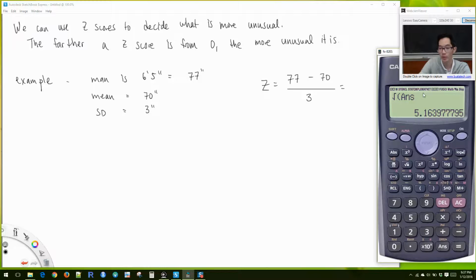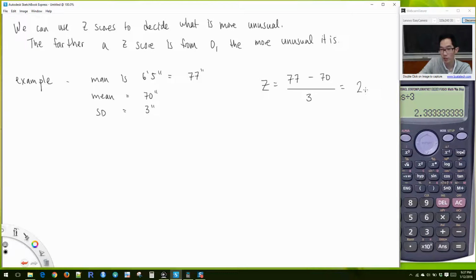And so we do 77 minus 70, and I divide that by 3. So this man's z-score is 2.33. So a man who is 6'5" has a z-score of 2.33. Is that okay?